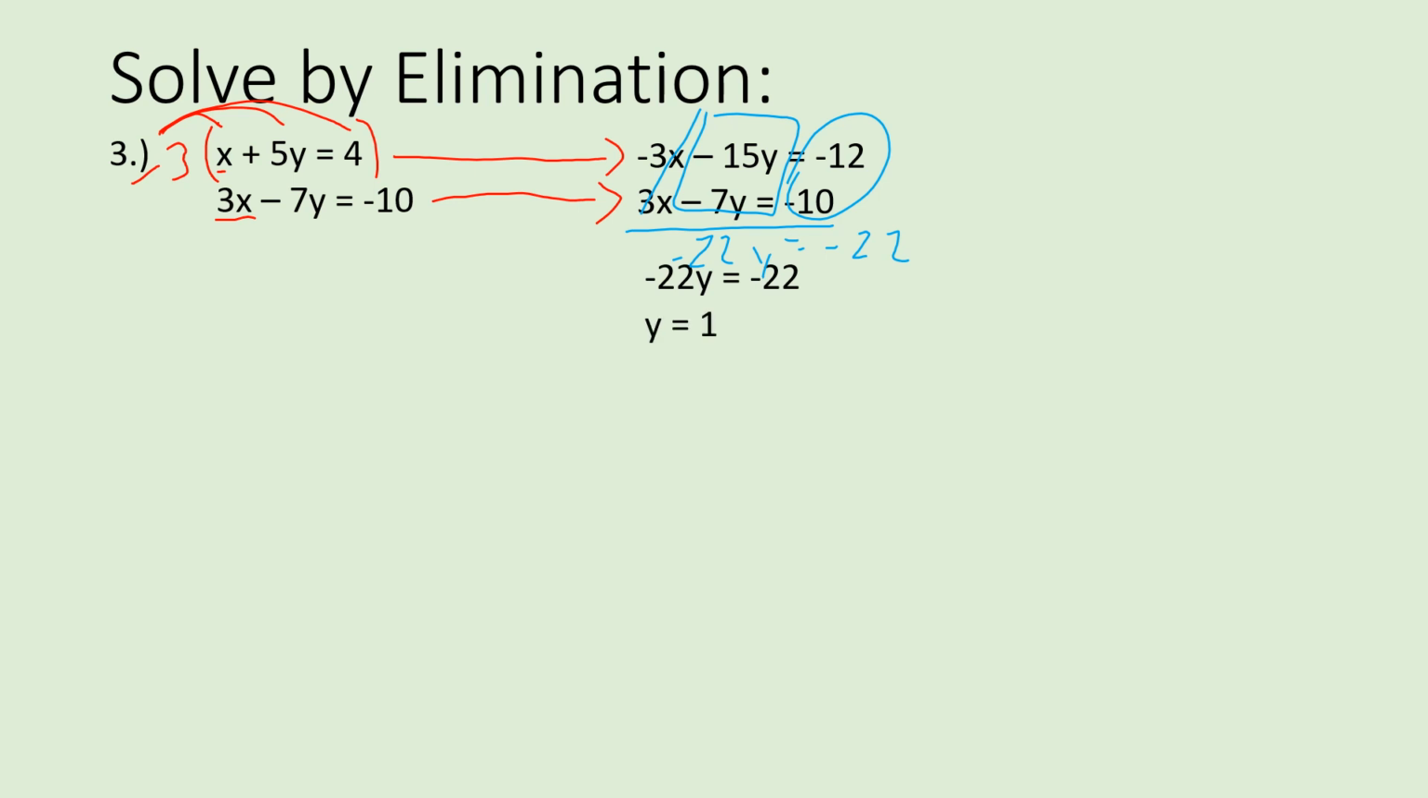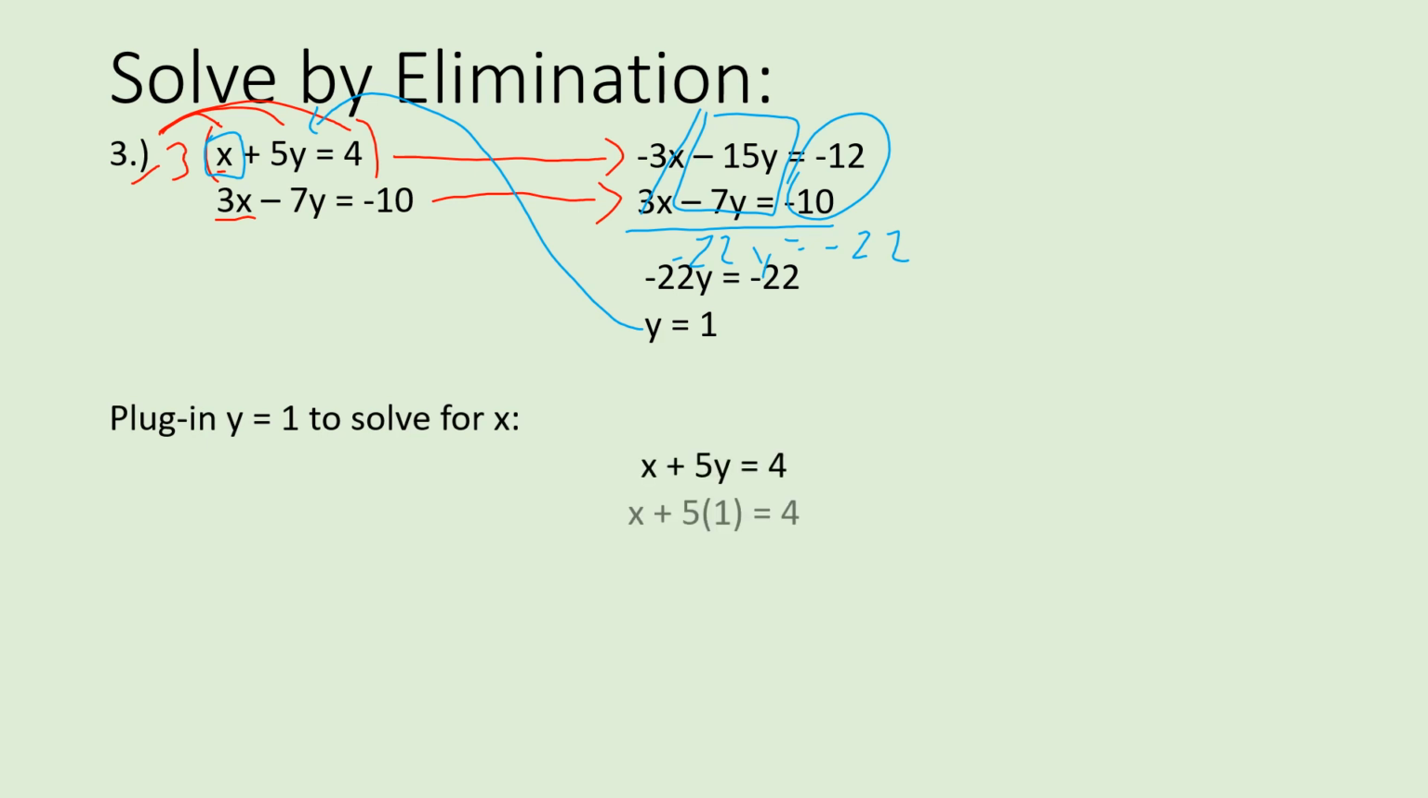Okay, solve it. We get y equals 1. Go back and plug it in. The easiest one to plug it in to, in this case, is going to be this top one because we have that x by itself. So x plus 5 times 1 equals 4. Subtract that 5 and we get x equals negative 1.